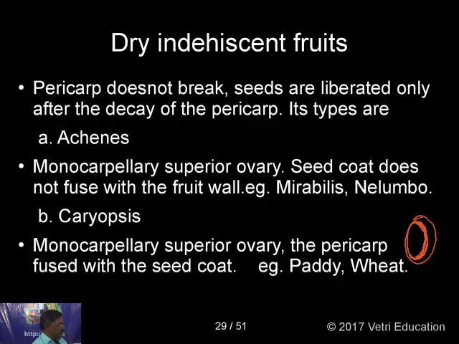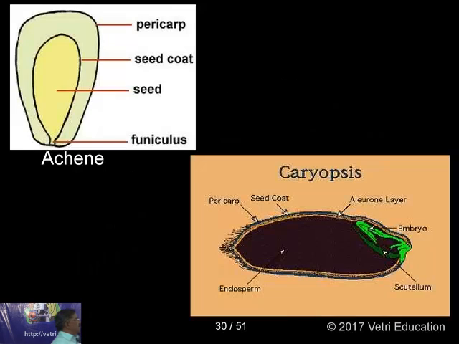Whereas in the caryopsis, the pericarp is fused with the seed coat. No gap, in paddy and wheat. So that is the difference. So here you can find achene. This is the seed coat. This is the pericarp. So they are separate, not fused.